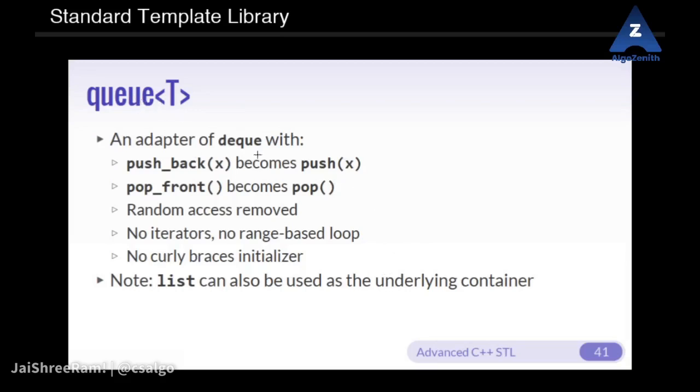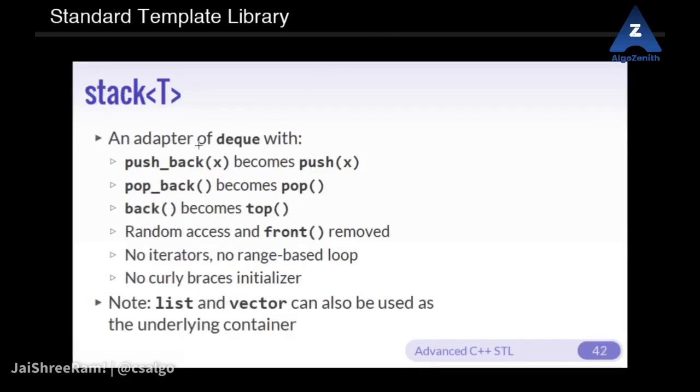So the q is an adapter of dq. So these are created to optimize on dq, because dq is a heavy structure, right? It gives you a lot of operations. So if you want to use just a q, or you want to use just these functionalities, then you should be trying to use the q rather than using a dq. Just as dq can be used, lists can also be used as an underlying container. So the underlying container over which the adapter can be built can be dq, can be list, right?